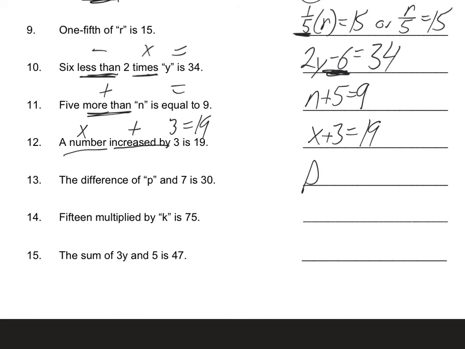Okay, so we should have gotten p minus 7 equals 30. If you got that, good. Go to the next one. If not, we're going to talk about it.